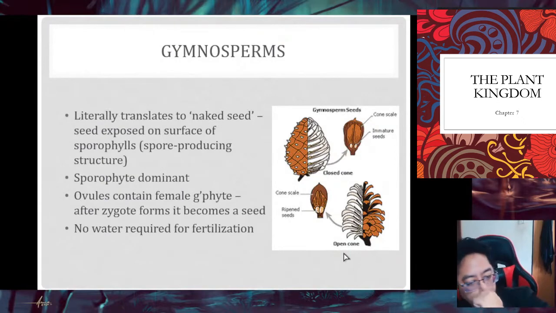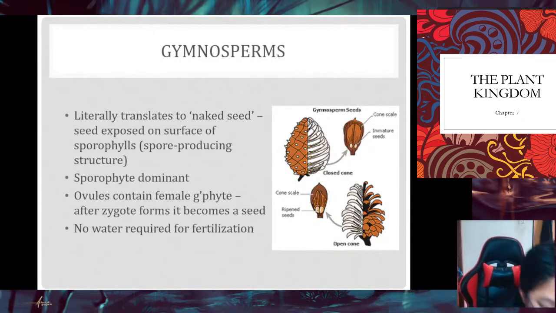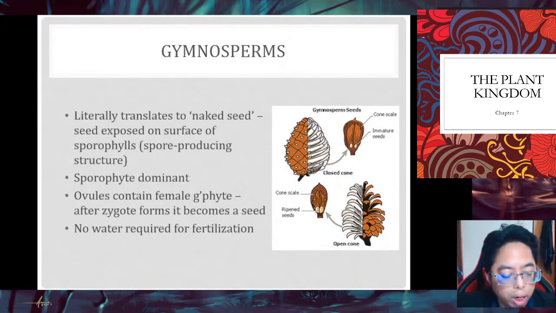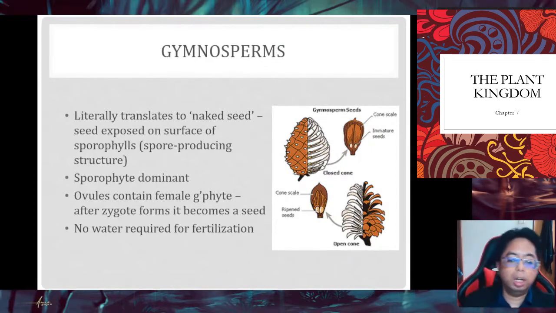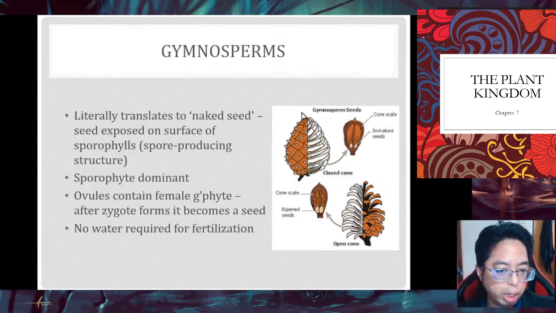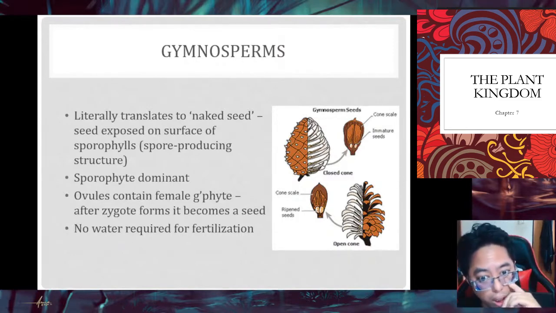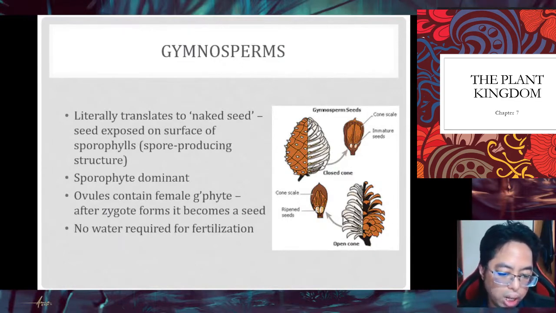Gymnosperms are called naked seed. Why? Because the seeds are not covered by fruits, just like apples. They are just seeds. So if you look at one of these trees, you can see there are a lot of cones. Within the cone, there are a lot of seeds. If they are closed, it's really hard to find them, but when they're open, you can find them. The seeds mature and ripen.